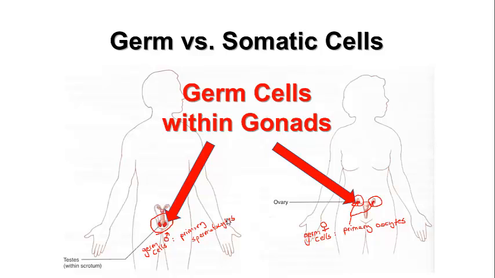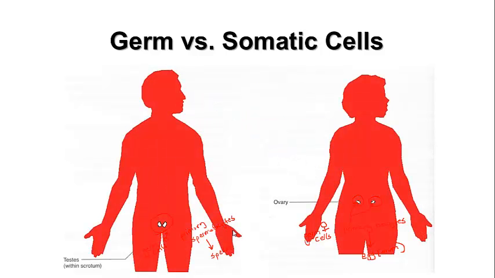In the female, the primary oocytes will eventually give rise to a gamete, commonly referred to as the egg or the ovum. In the male, the primary spermatocytes will eventually give rise to the gamete, commonly referred to as sperm. In contrast, the overwhelming majority of cells in your body are the somatic cells. Okay, these are all the other cells except for the germ cells that we just talked about.